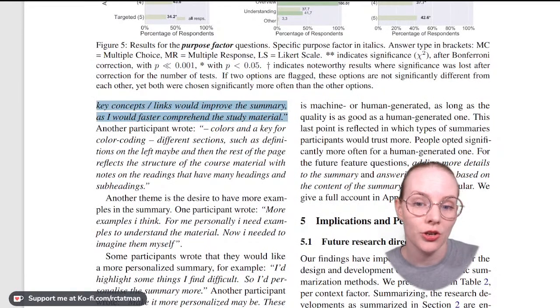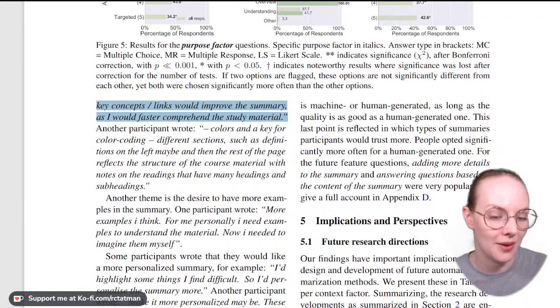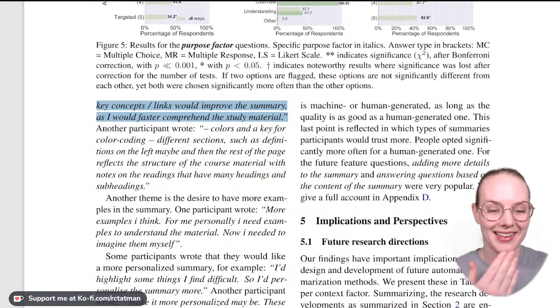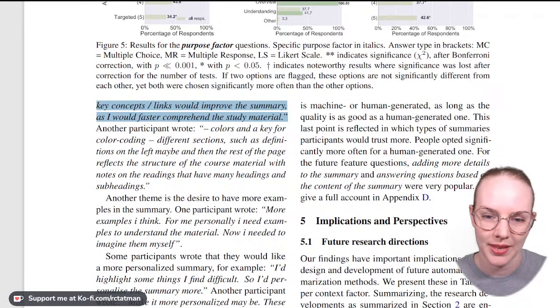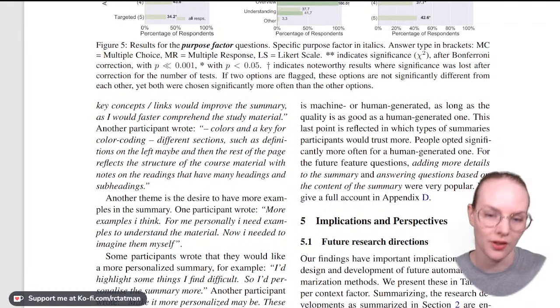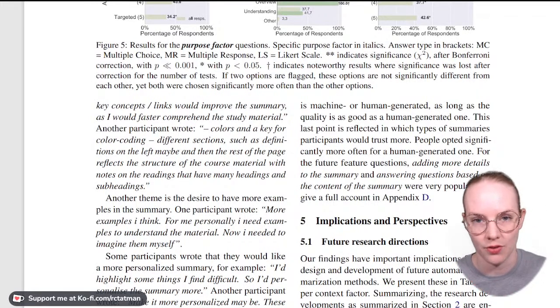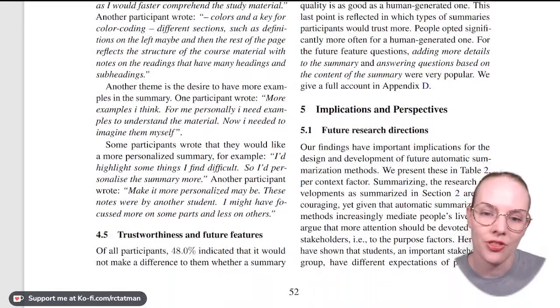And just to be clear, generally when people are presenting their research work at conferences, they will often include slides that have additional figures in them and don't have this wall of text, right? It's just like pulling out the most relevant things. Another participant wrote, "Colors and a key for color coding different sections such as directions, definitions on the left maybe, and then the rest of the page reflects the structure of the course material with notes on the readings that have many headings and subheadings." Yeah, so visual organization of the information to help get it faster.